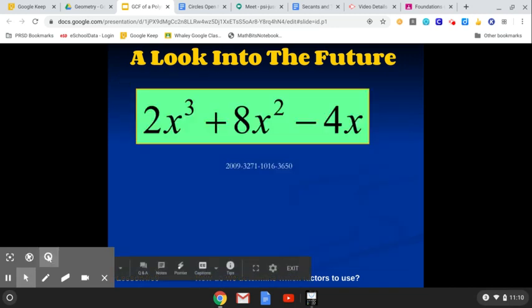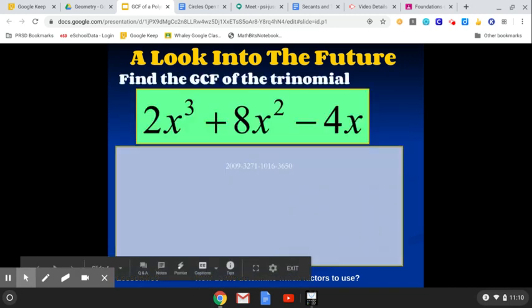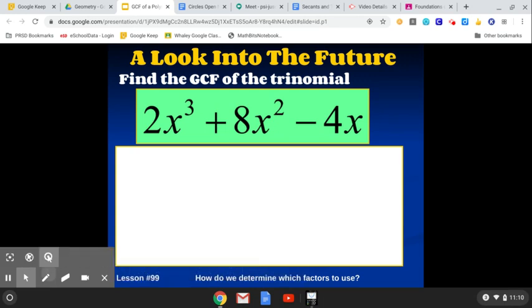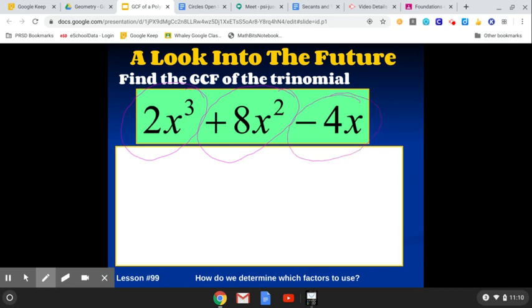All right, let's take a look at this next one. All right, so this next one has 3 terms to it. If it helps, and I don't know if it does or not, you can do what I was doing and just put circles around them so you know what the 3 of them are. And we want to find the GCF of these 3 terms.